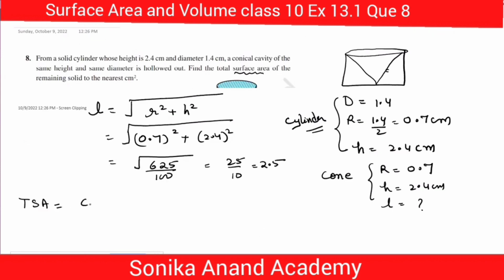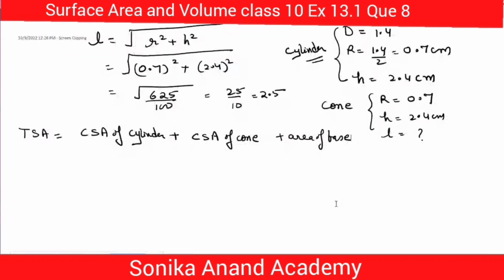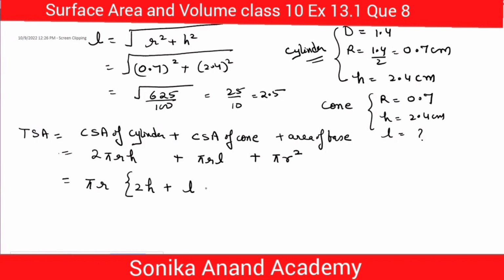Okay, the solid's total surface area is curved surface area of cylinder plus curved surface area of cone plus area of face. So it is equal to 2 pi RH, then pi RL, then pi R square. We take the common, pi R. That is 2H, it is L, it is R.